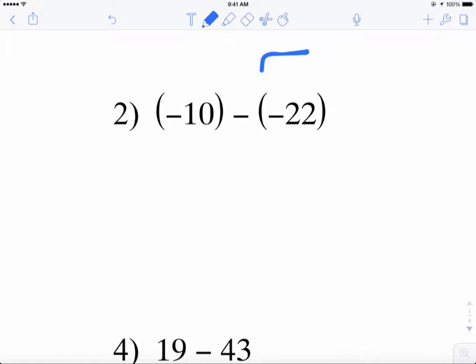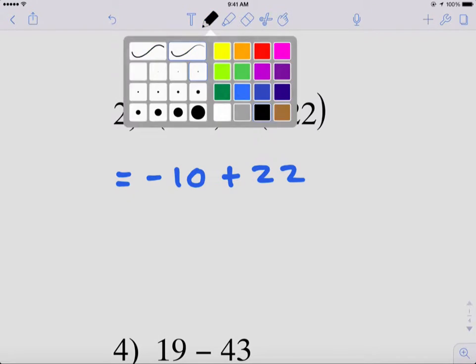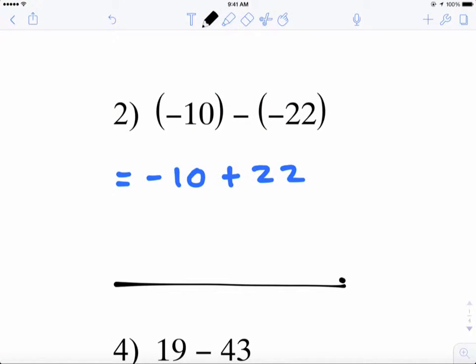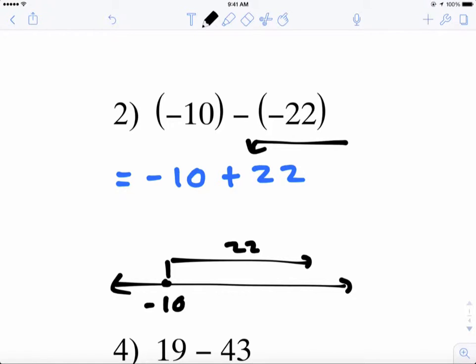All right, making moves. Very similar here. We're again subtracting a negative number, and what would be much easier is adding its additive inverse. So once again, we start with negative 10, and instead we're going to add 22. And maybe this is easy for you, but if you need a little visualization, here's a number line. I like to consider this problem as we start at negative 10 on the number line, and we are going to move 22 units to the right.